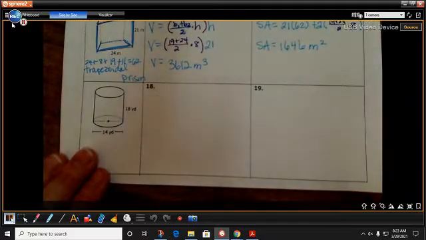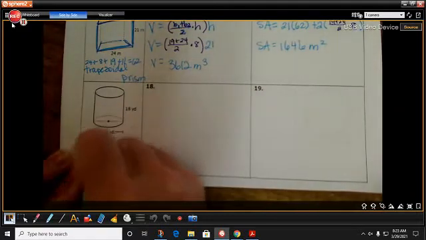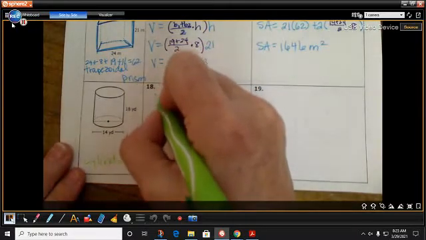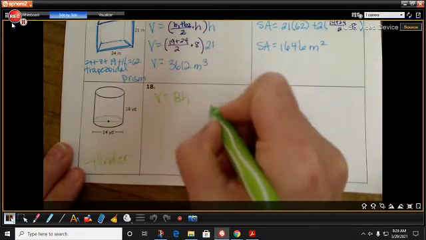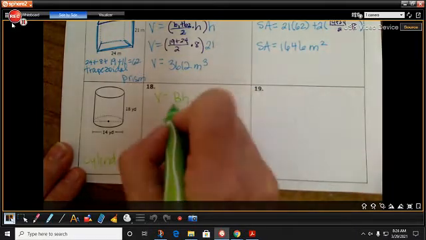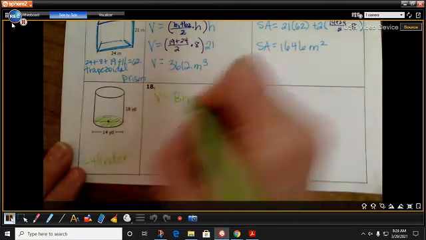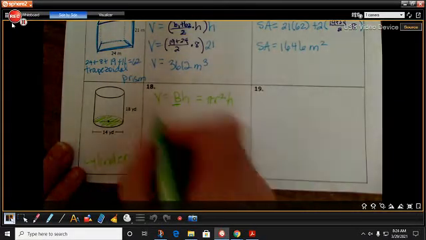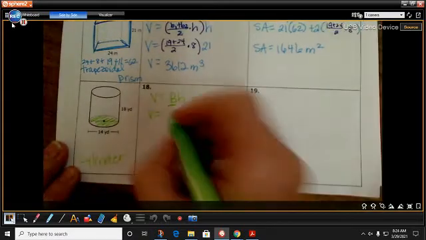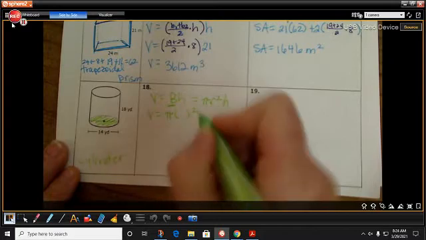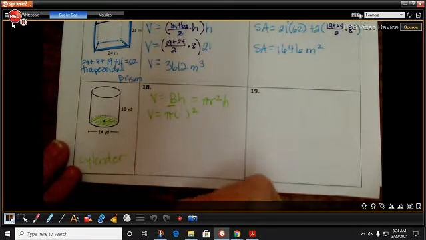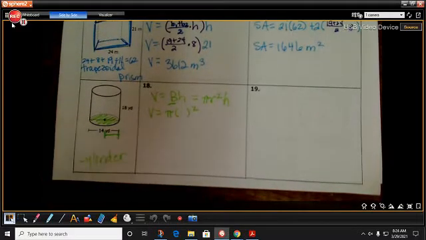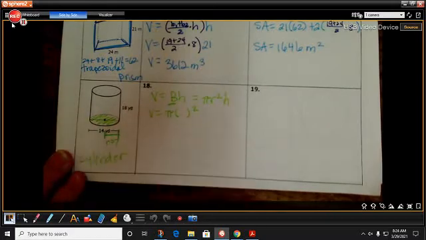Next one, number 18. Here I have a cylinder. And so for a cylinder, for my volume, I'm still going to be doing area of base times height, but I have a special formula for that since I know that the base is a circle. This area formula is pi r squared. And then you throw the height in there to make it volume. So here I'm going to put pi times my radius squared. Well, my radius is not on here. So I have to figure out that my radius is half this diameter that I have here. So my radius equals 7.